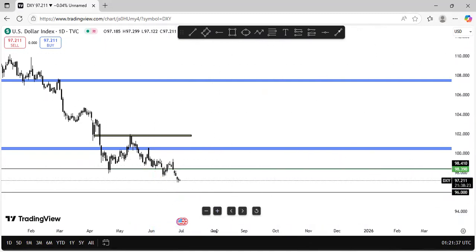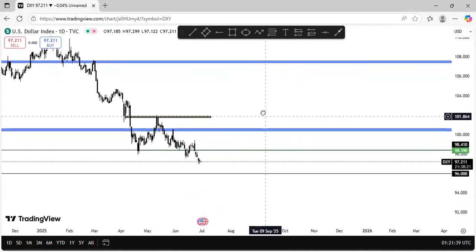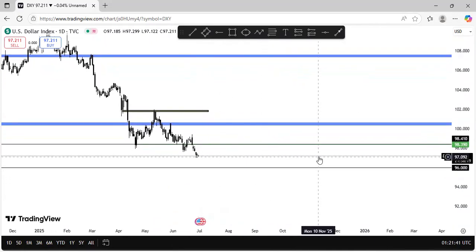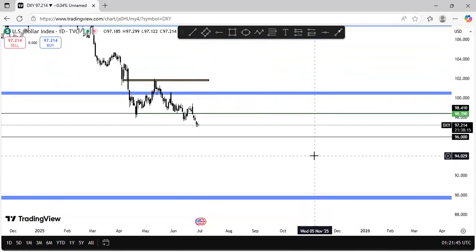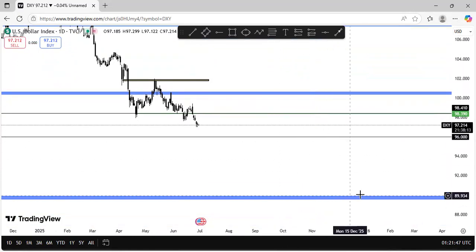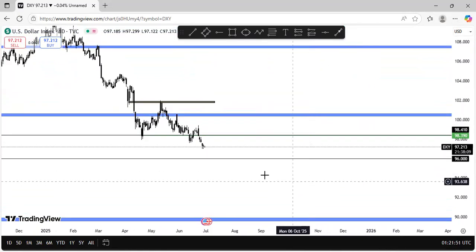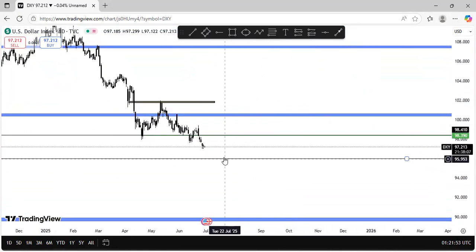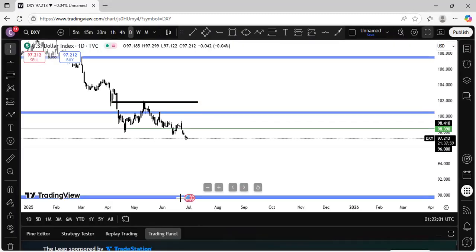So with that being said, I expect the XY to hit 96.000 and continue its downward movement to probably 94, 92, or 90. So our first level target for the XY is 96.00, and subsequently we might have other targets below. But there's something I did notice on the XY.